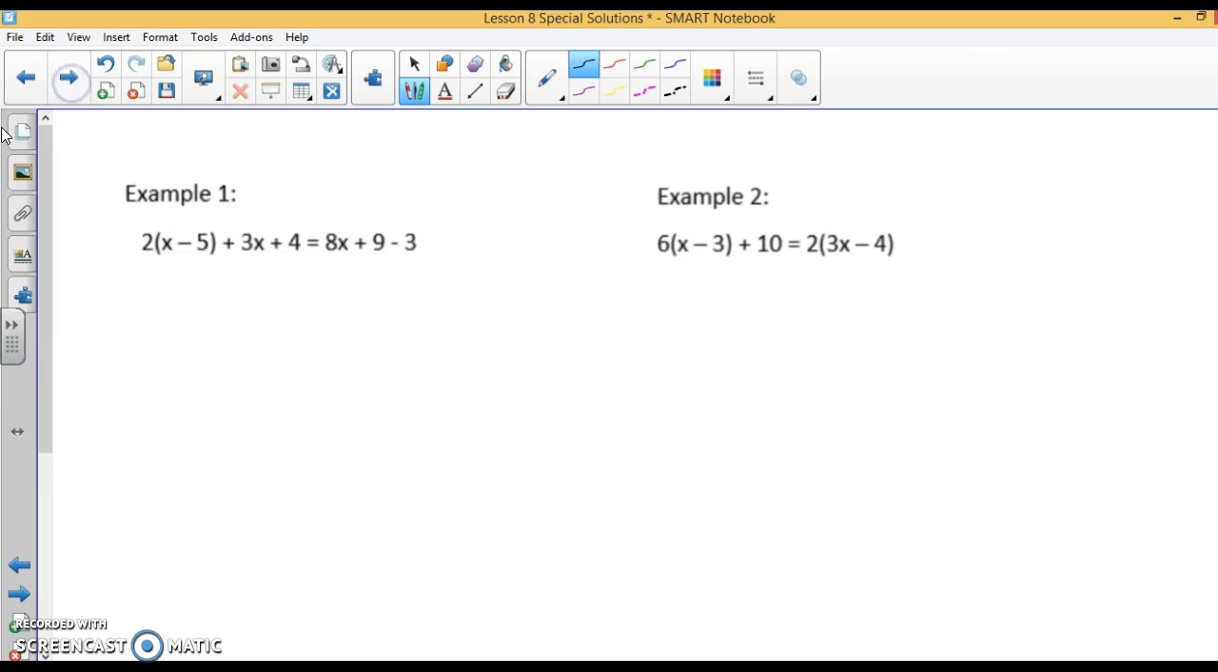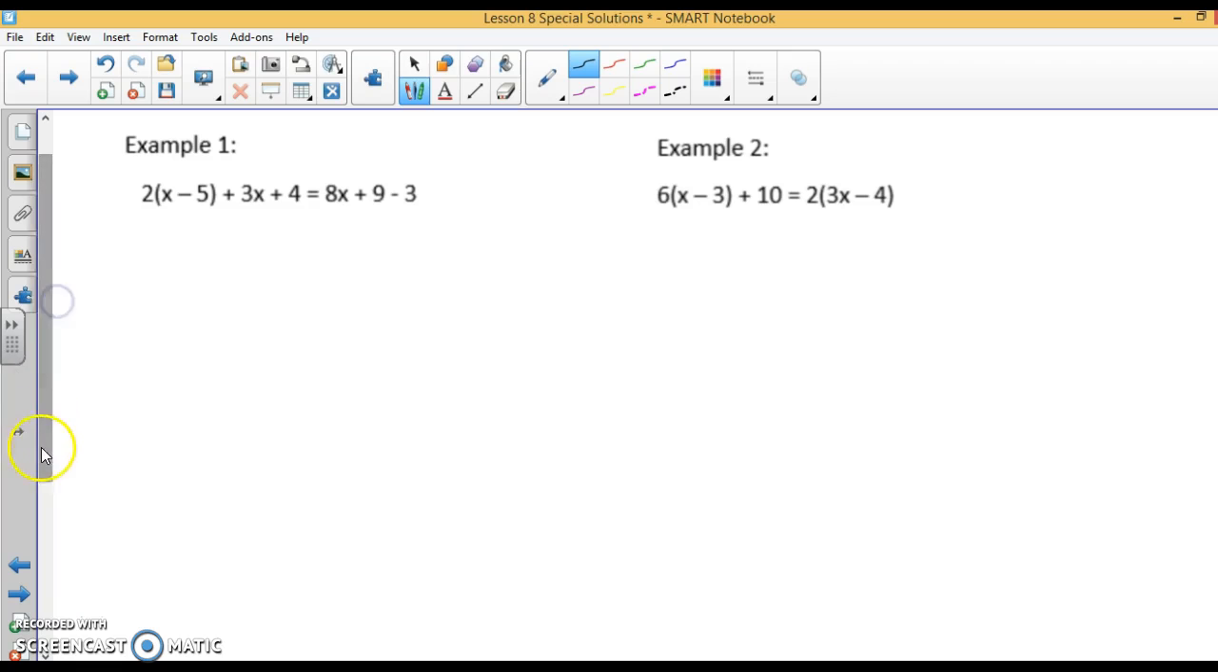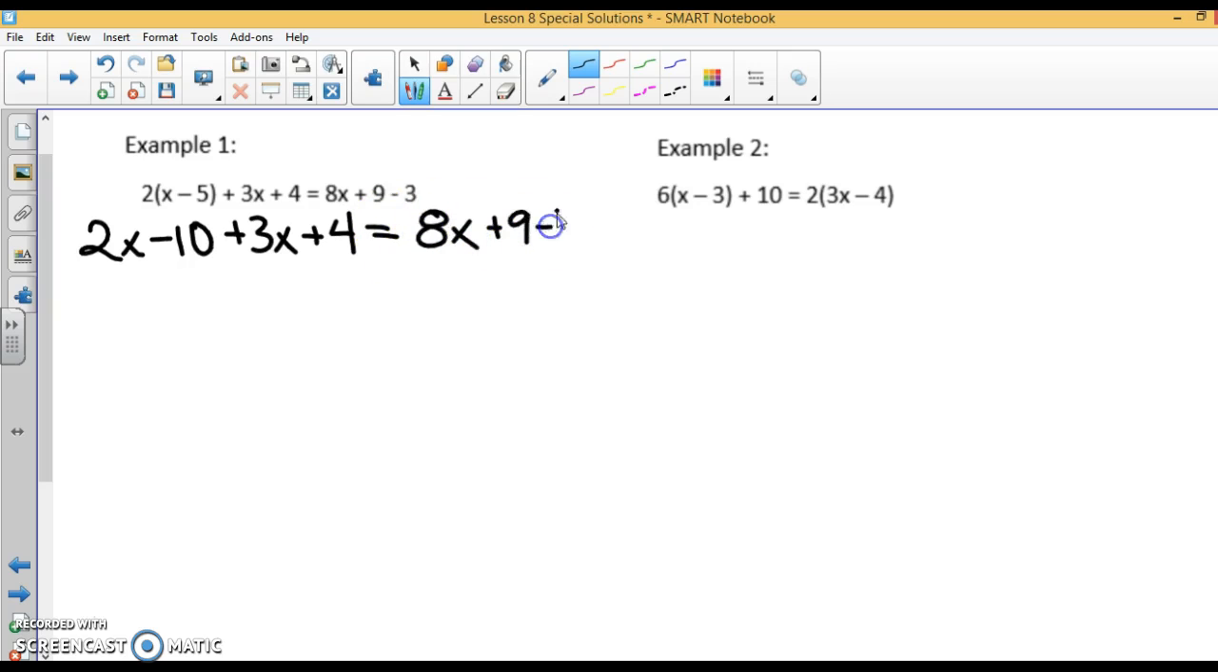Alright, so on the next page in our notes, all of these examples have variables on both sides. So I want you to solve, and then I want you to write whether it's a one solution, no solution, or infinitely many solutions. So starting with our first one, we see we have to distribute first on this side. So I have 2 times quantity x minus 5. So I'll have 2x minus 10 plus 3x plus 4 equals, on this side I have 8x plus 9 minus 3.